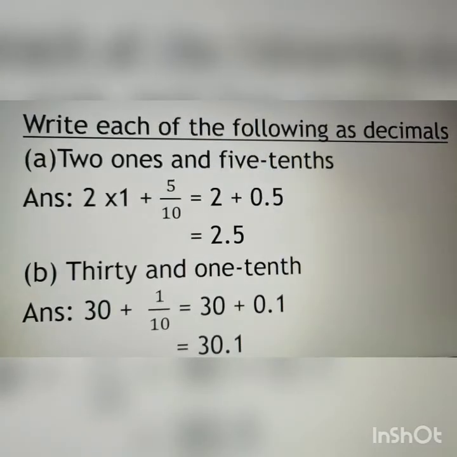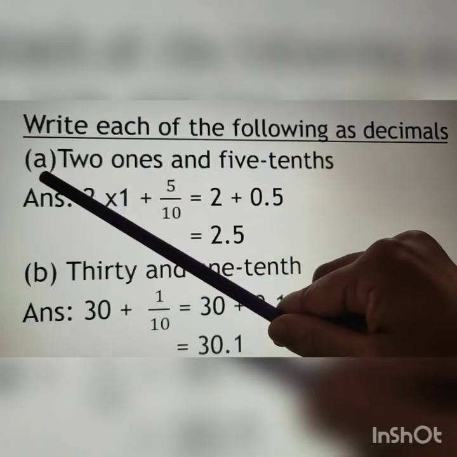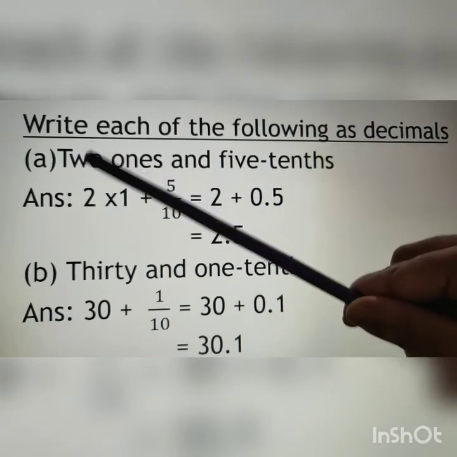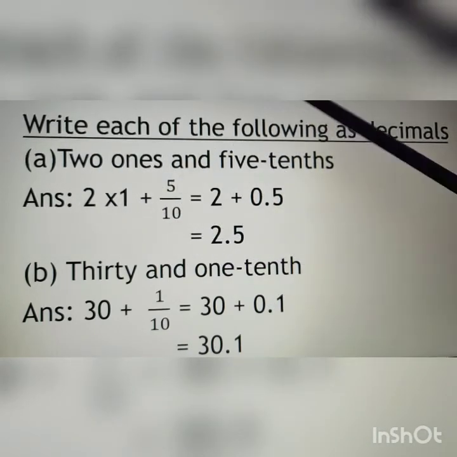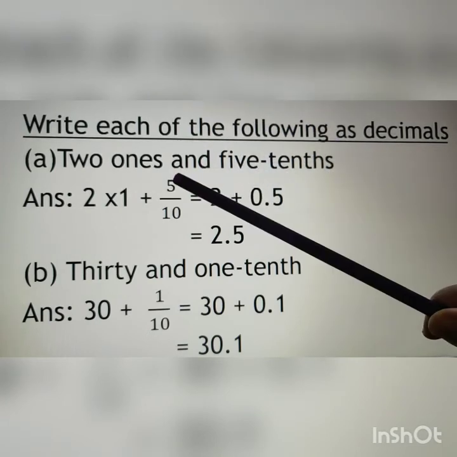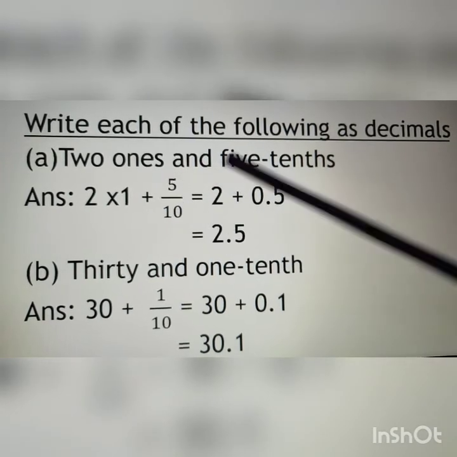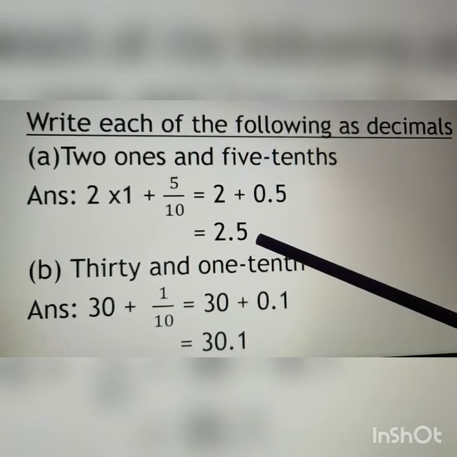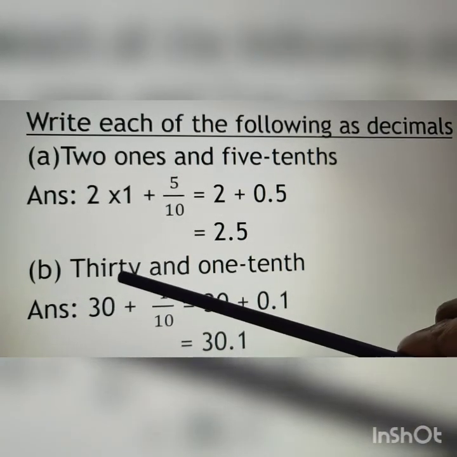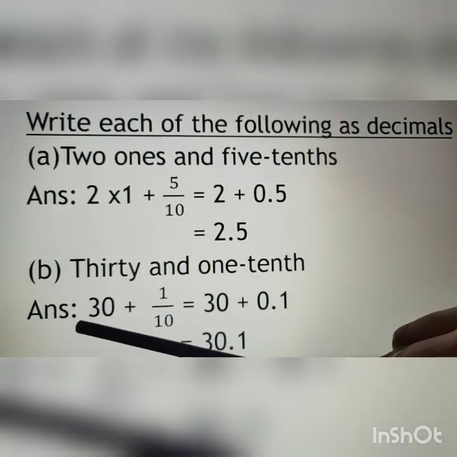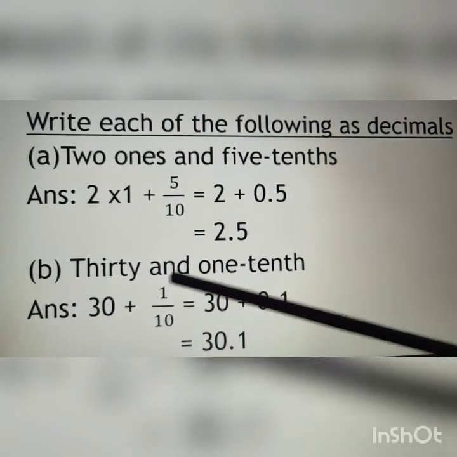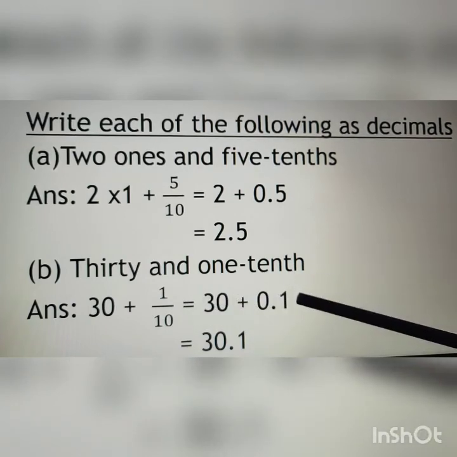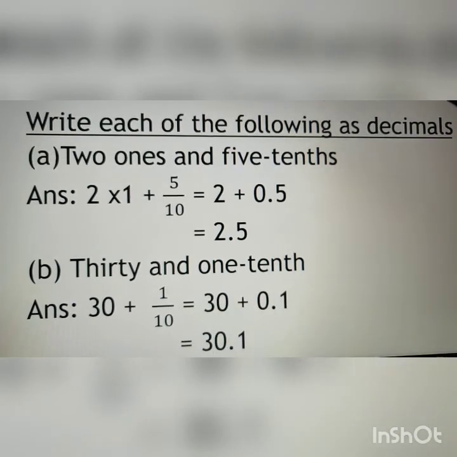Write each of the following as decimals. Example number 1, 2 ones and 5 tenths. Answer: 2 ones, so 2 into 1, plus 5 tenths means 5 into 1 upon 10, which is equal to 5 upon 10. We know 5 upon 10 is 0.5. Therefore 2 plus 0.5 is equal to 2.5. Next example, 30 and 1 tenth. Answer: 30 plus 1 tenth, 1 upon 10 is 0.1. 30 plus 0.1 is equal to 30.1.